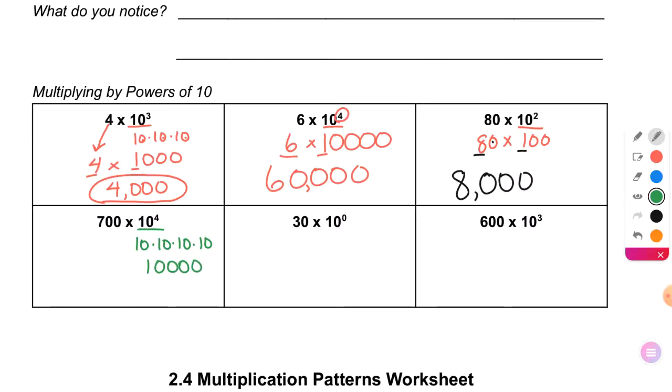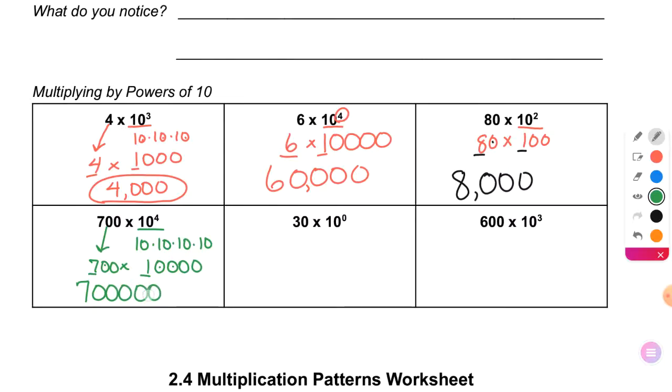Next one, Parker. What is 10 to the 0 power? 1. Is my whole answer 1? What do I do next? Yeah, I have to drop down my 30. And Reese, what is 30 times 1? 30. Next one.